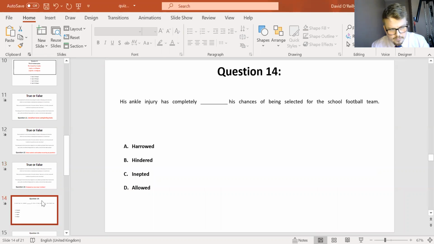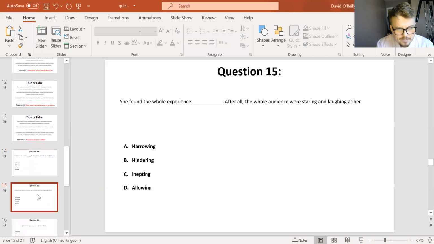Question 14. Okay, so we just need to put A, B, C, or D into the blanks. His ankle injury has blank completely his chances of being selected for the school football team. Okay, the only word that makes sense here is hindered. His ankle injury has completely hindered his chances of being selected for the school football team. Hindered means to make more difficult. So his ankle injury has completely made it more difficult for him to be selected for the school football team. So hindered is the correct answer there.